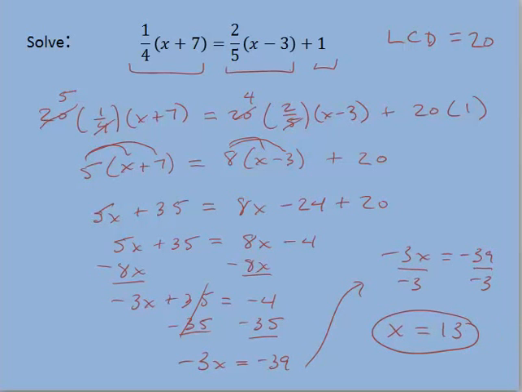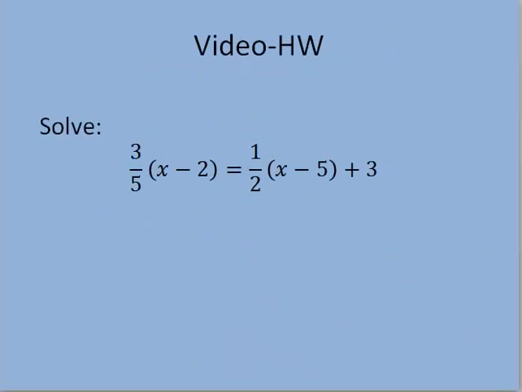You can always check this by substituting 13 into your original equation and making sure both sides are equal. And you can see, if we check quickly, 13 plus 7 up in here would be 20. 20 times 1/4 is 20 divided by 4 would be 5. And on this side, you'd have 13 minus 3 is 10. 2/5 times 10 would be 2 times 10 would be 20 divided by 5 is 4, plus 1 would also be 5. So it does check. You can always check these on your own. And if you continue on, you can try this example here on your own.